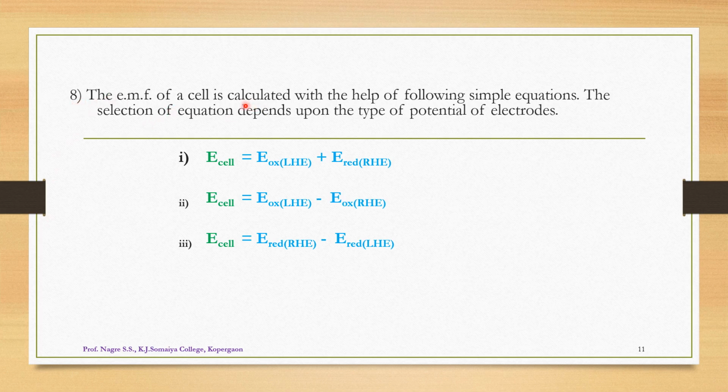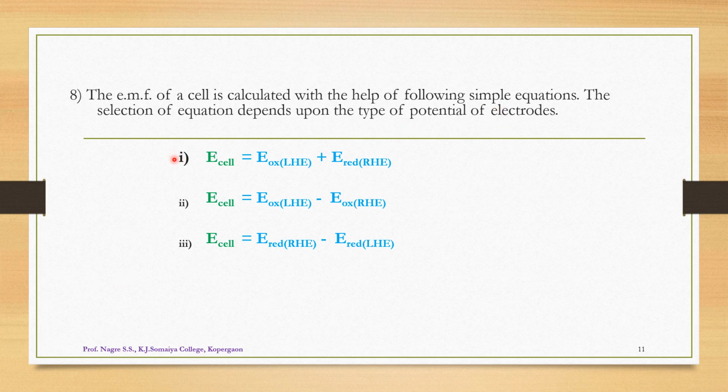The EMF of a cell is calculated with the help of the following simple equations. How do we calculate the EMF of a particular cell? For this purpose, some important equations are to be used. The selection of the equation depends upon the type of potential of the electrodes. So these are the 3 simple equations for calculating the EMF of a cell, and the proper selection of any of these 3 depends upon the type of potential of the electrodes.